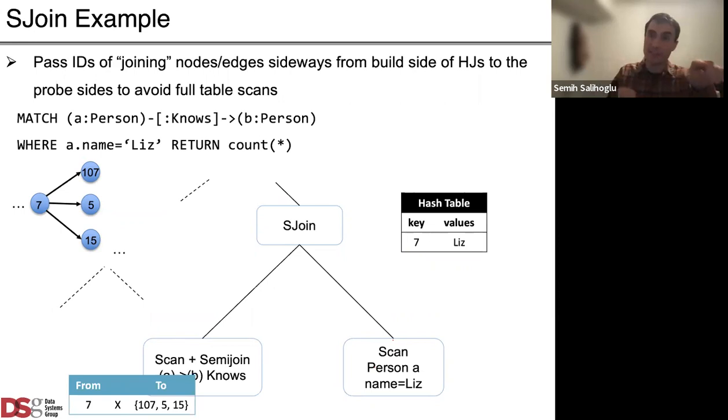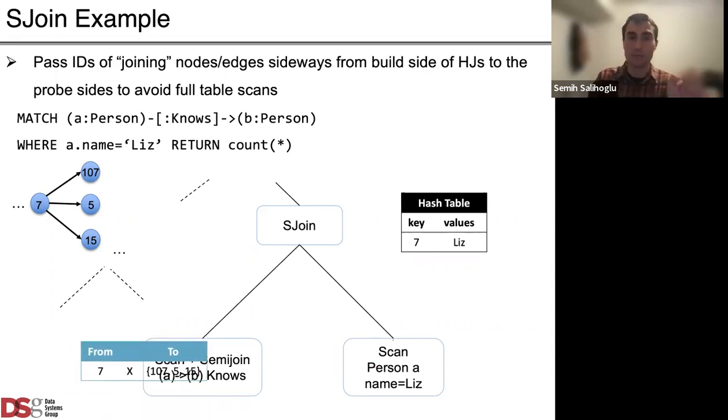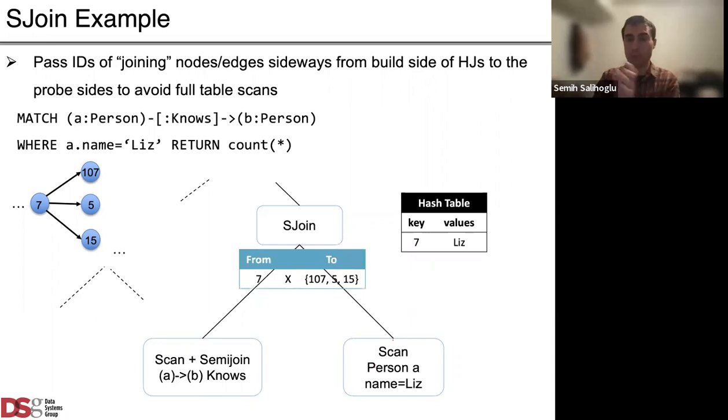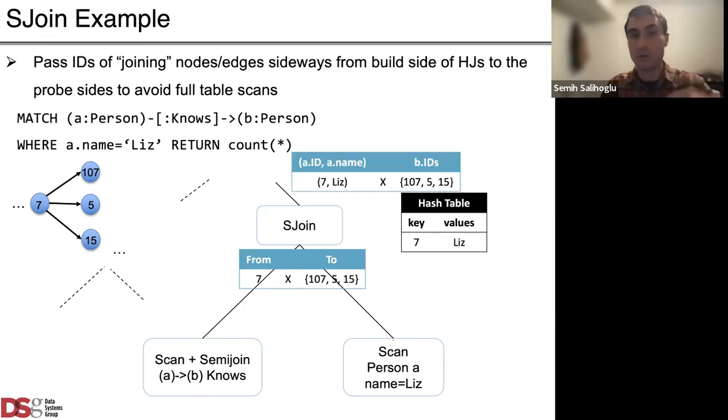And because it's CSR-based storage, when we're scanning edges, we can directly factorize the neighbors of 7. So the data that will be passed from the scan to the probe side will be 7 Cartesian product with 3 values. And then all we have to do is look up the name of 7. So at the end of this operation we have 7 Liz Cartesian product with the 3 values. So that's what S join does. This gives us everything we want. It was factorized, it was sequential, and we avoided scanning the entire nodes table.